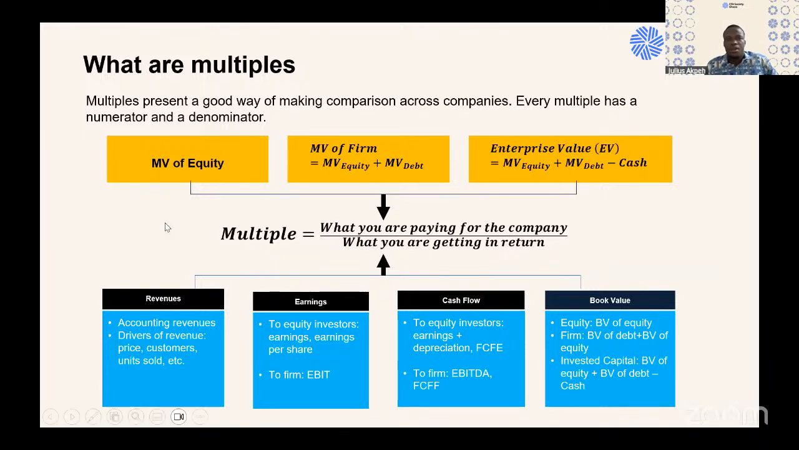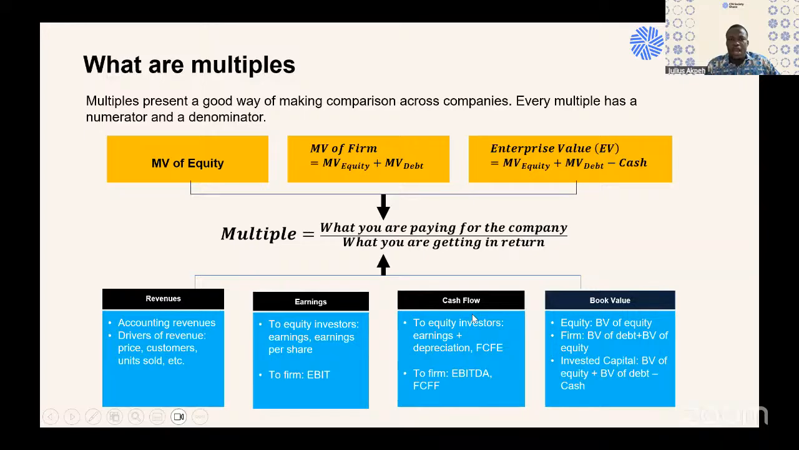Now, the market value of equity tends to be represented by letter P, right? The price. And so the denominator tells us about what you are getting in return. So there are multiple options here. Revenue is one. Revenue can be used as denominator. So when we use the market value of equity in the numerator and revenue in the denominator, we get price to sales ratio. And we can also have earnings, right? And when we take a market value of equity at the numerator and earnings at the denominator, it gives us price to earnings ratio.